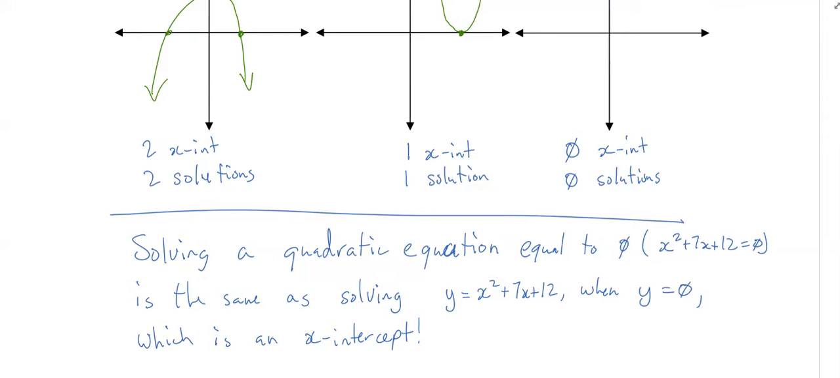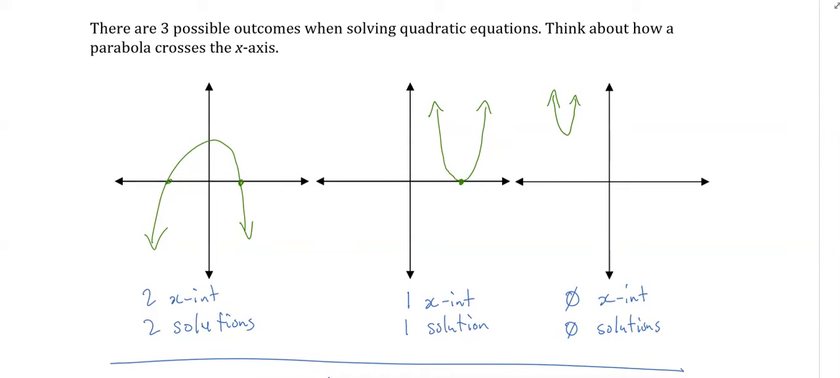Okay, so we're not going to do anything else with x-intercepts today. We're just going to solve equations. But it's interesting that you could think about x-intercepts. It helps us visualize why sometimes there's two solutions, sometimes there's one, and sometimes there's none. Okay?